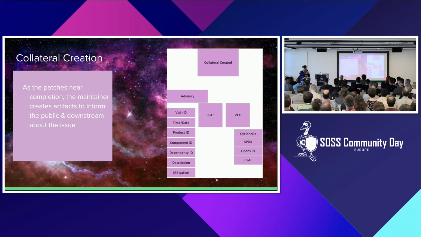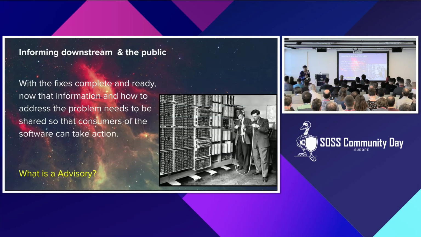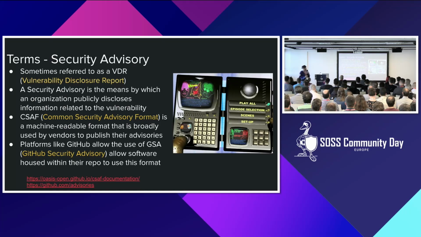Now we go on to collateral. So we've done all this stuff, we've coordinated with a bunch of people, got a lot of folks involved. Now we get to actually start writing the materials, we're writing the patches, we're writing the advisories. So what's an advisory? An advisory is a way to share that information with your community and the general public. These sometimes are referred to as VDRs, a vulnerability disclosure report.